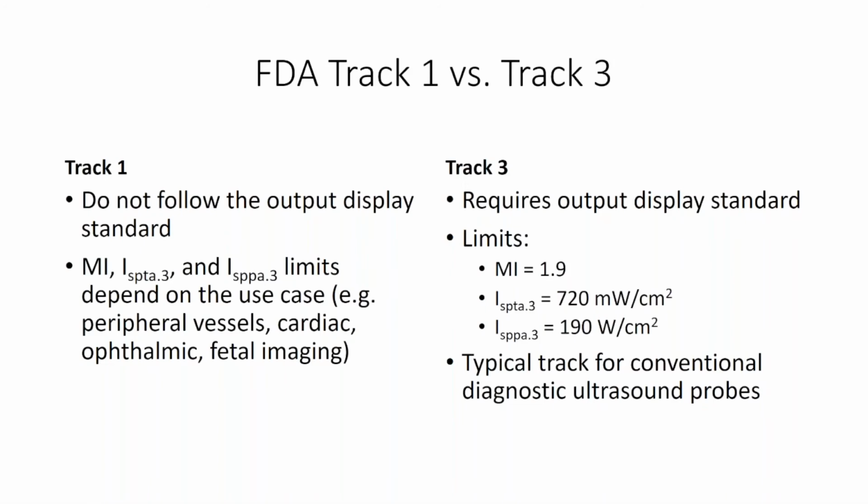Track 3 is more of the conventional system which most sonographers are used to seeing, and that does require the output display standard. The overall limits are MI of 1.9, ISPTA.3 of 720 milliwatts per centimeter squared, and ISPPA.3 of 190 watts per centimeter squared. These are the limits that the system cannot ever exceed, although, based on ALARA, the ultrasonographer is encouraged to use lower values, and that's often encouraged by the manufacturer by simply how the presets are set up. And again, this is the typical track for conventional diagnostic ultrasound probes.